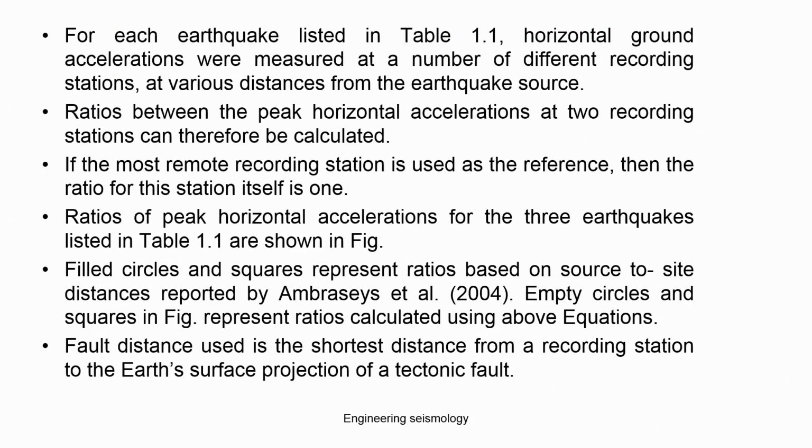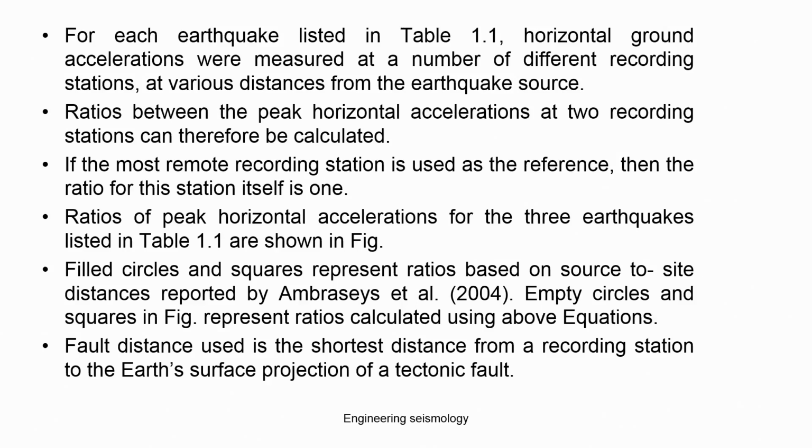So for each earthquake listed in table 1, horizontal ground acceleration was measured at a number of different recording stations at various distances. The ratio between the peak horizontal acceleration at 2 recording stations can therefore be calculated. If the most remote recording station is used as the reference, then the ratio for the station itself is 1. The ratio of peak horizontal acceleration for the 3 ground motions listed in table 1 is given in the figure.